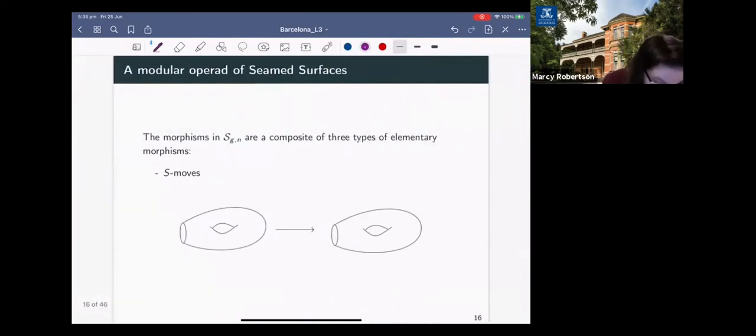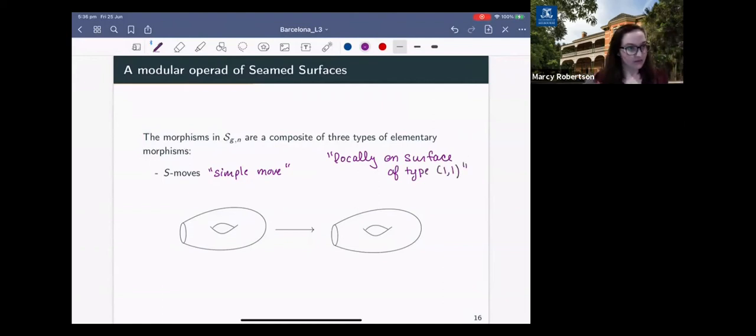And the third type only happens locally. This is called S move, which stands for simple move. I don't know what's simple about it, actually, but it's what it means. A simple move. And this happens locally on a surface of type 1, 1. So again, this could be part of a larger Pants decomposition of some big surface.